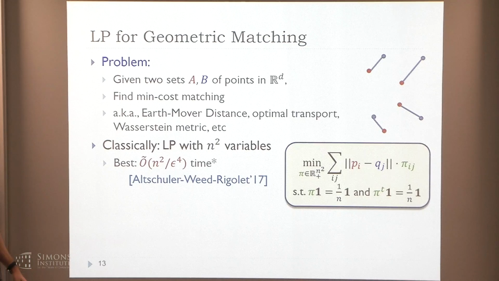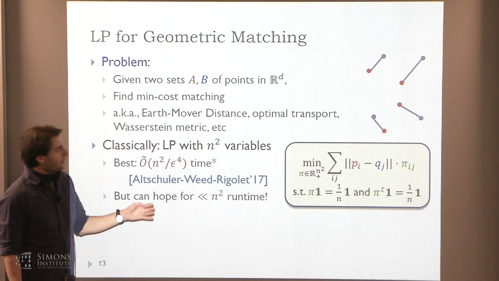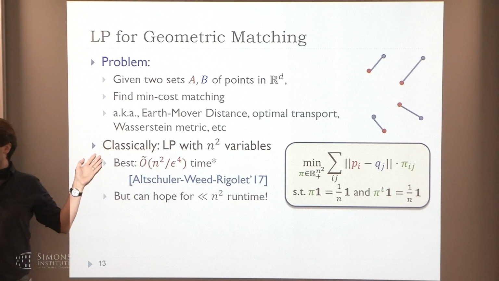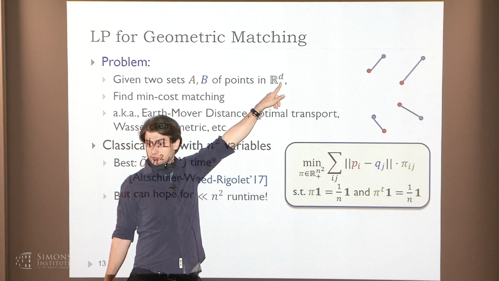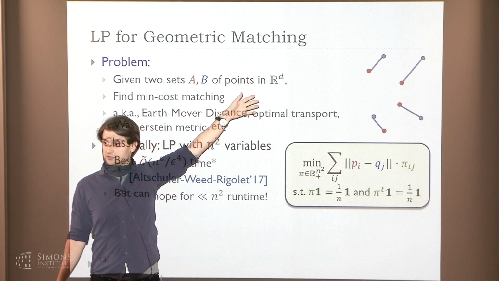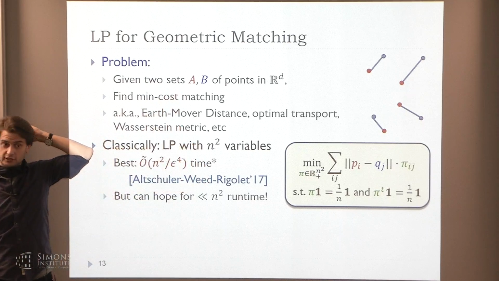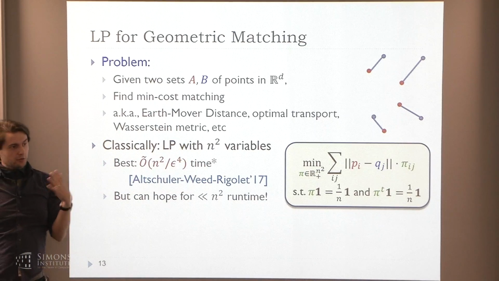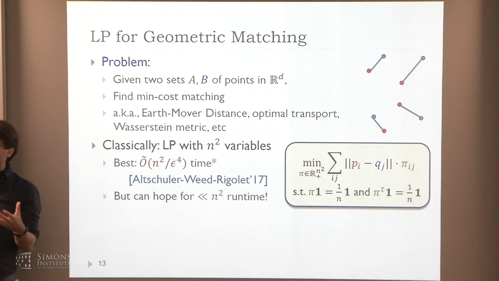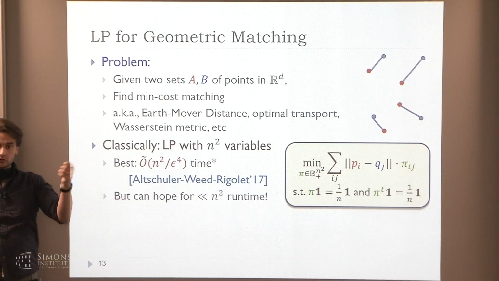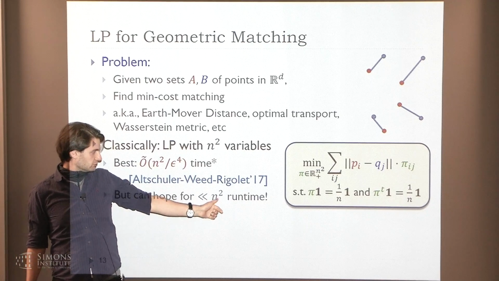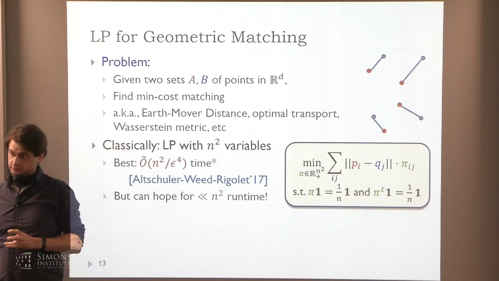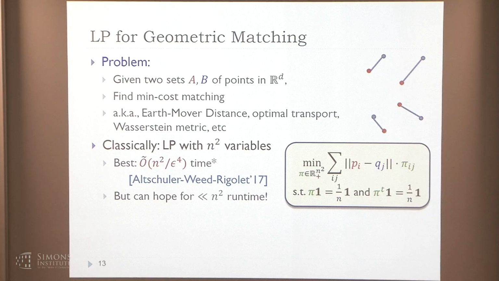Oftentimes the most classical way to use this problem when it appears in image vision is when d is equal to 2. So these are points in two-dimensional space. This is one of the most classical applications. And here our input is really order of n, it's not order of n squared. We can compute all these distances. So we really should hope for something whose runtime is much less than n squared, maybe linear in n.